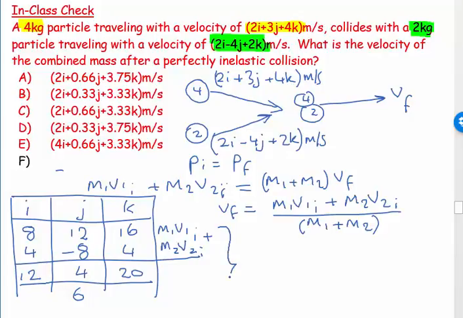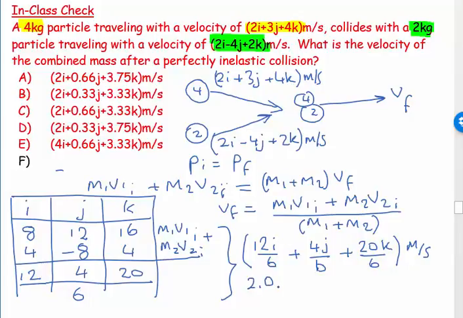So if I put this in, I would have 12i over 6 plus 4j over 6 plus 20k over 6. And I could actually leave it like that. I could call it, oh, it's going to be a velocity, so it's meters per second. But I can work out my answer to final numbers.